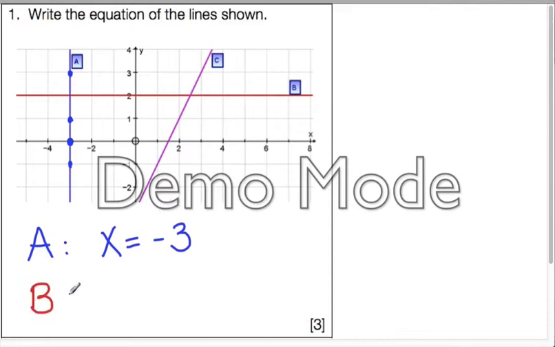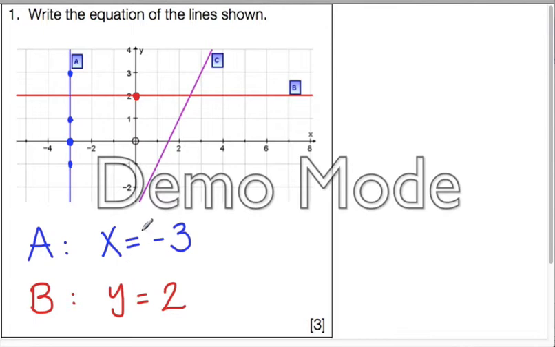Okay. Now, line B is a horizontal line. It goes sideways, and notice that it goes through the y-intercept of 2. But slope is 0. It's not going anywhere. So you can write y is equal to 2, and that would be the equation of line B.